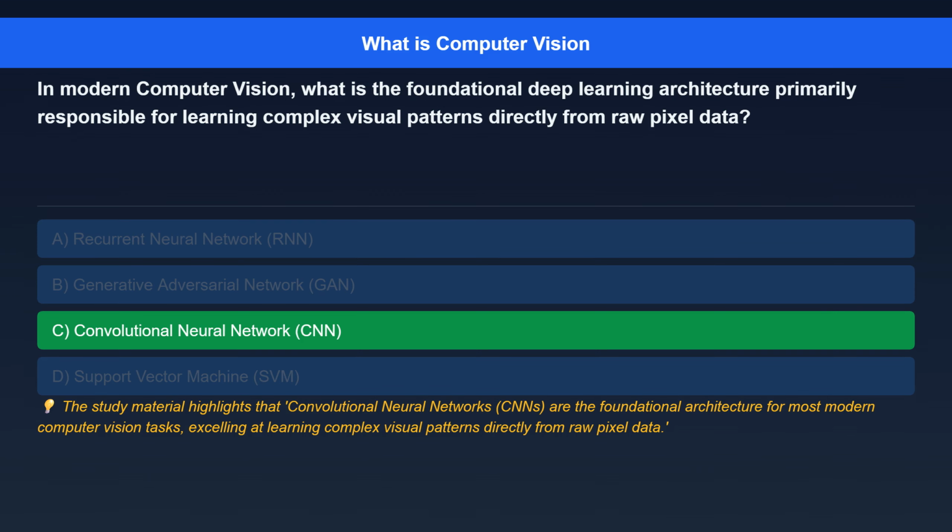The correct answer is convolutional neural network, CNN. Here's the explanation. The study material highlights that convolutional neural networks, CNNs, are the foundational architecture for most modern computer vision tasks, excelling at learning complex visual patterns directly from raw pixel data.